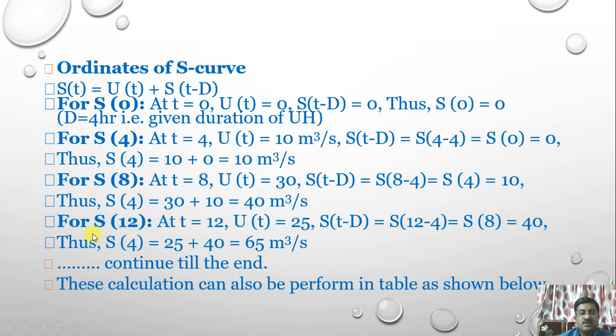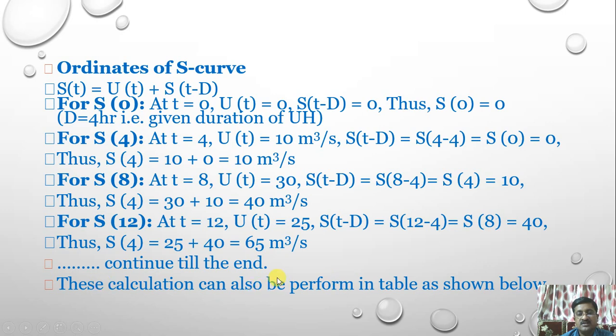For S12, again with 4 hours duration, at t = 12, Ut is equal to 25, and S(t - D) is equal to S(12 - 4), that is S8, which is equal to 40. So S12 is equal to 25 plus 40, which is 65 meter cube per second. Continuously we can calculate this.